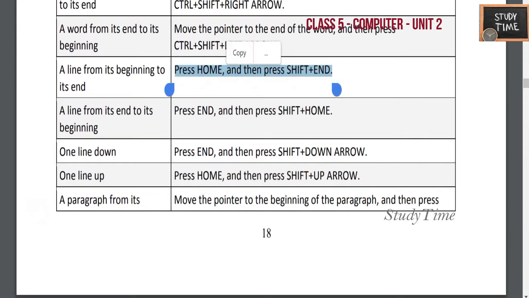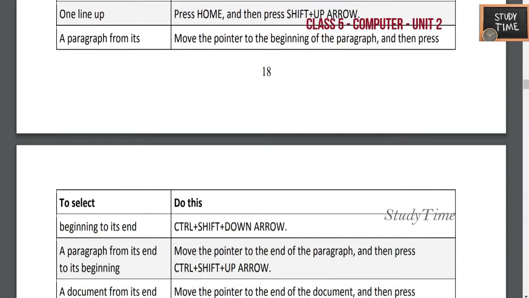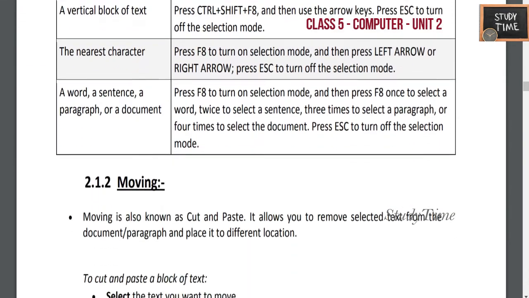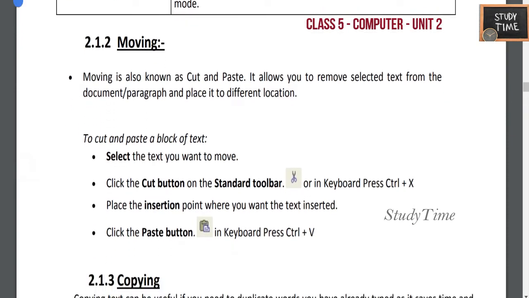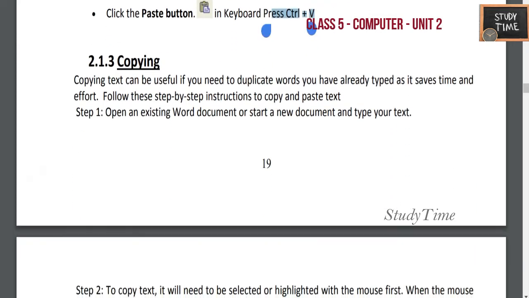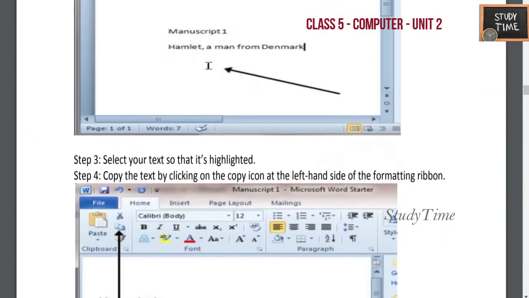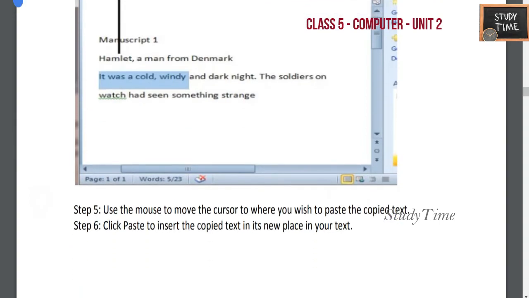Similarly, many more keyboard options are given. You can read this and know which keys give which functions. Next, we'll see how to move a text. We already saw cut, copy, paste. The short form for cut is Control X. For paste, it is Control V. For copy, it is Control C. See, this is Control C, Control V, Control X.